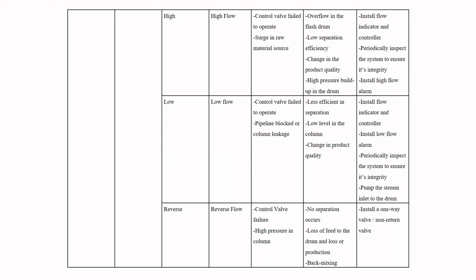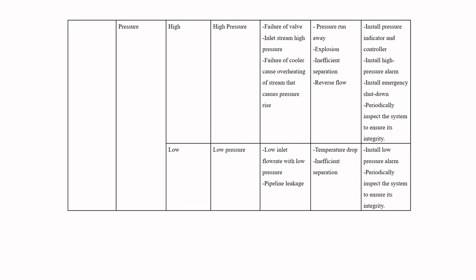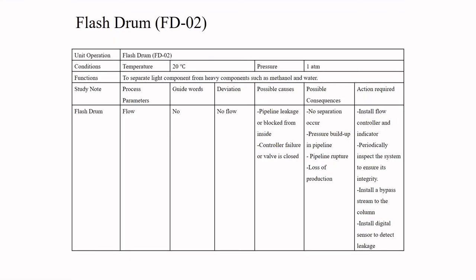Here are the other deviations in the flash drum, and other parameters we can use in the flash drum are level, pressure, and temperature. These are the SF analysis for flash drum 1. Now the SF analysis for flash drum 2 is the same as flash drum 1.